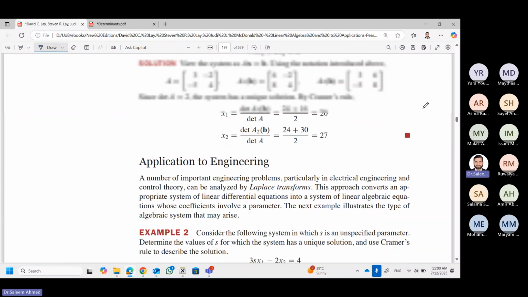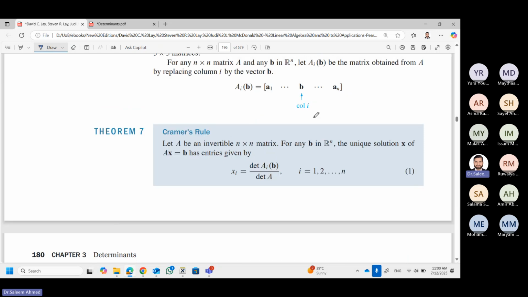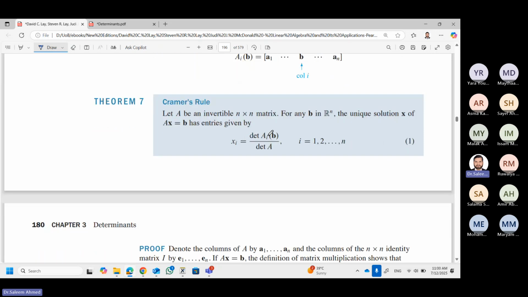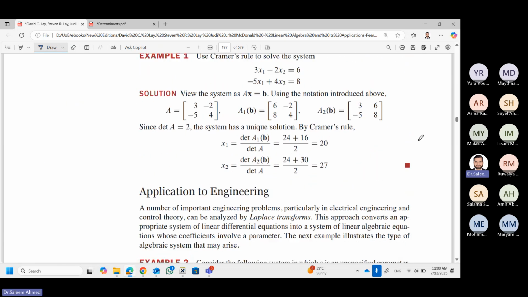This is chapter 3. Look at this one. This is the Cramer's rule that I said. Column i is replaced by B. Then xi is the determinant of AiB divided by the determinant of A. So if i is 1, A1, if i is 2, A2, and so on. So look at this one. Very simple method.